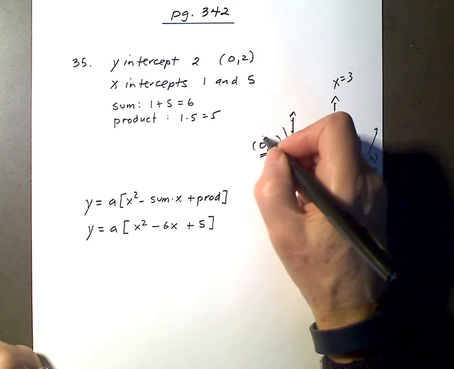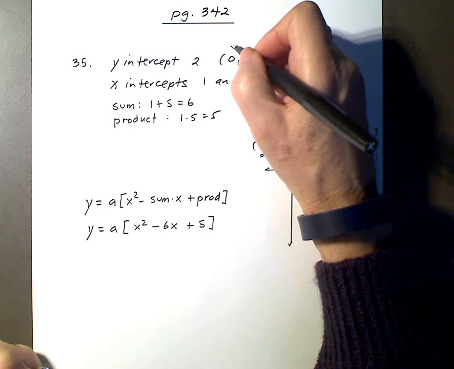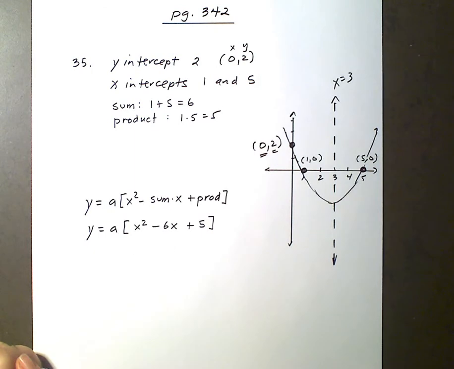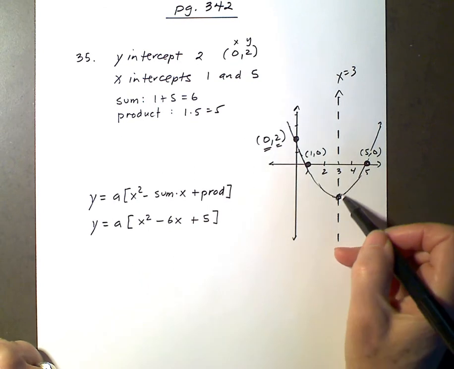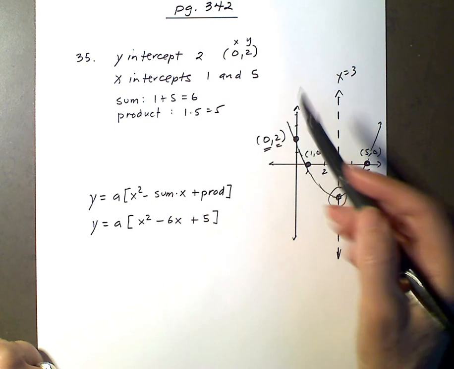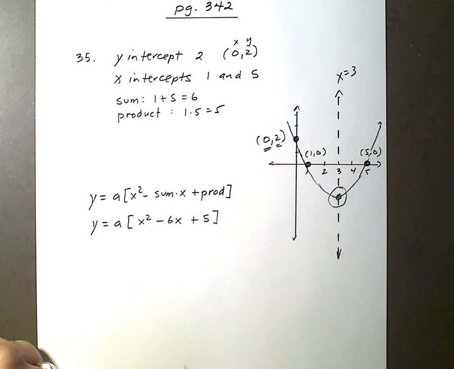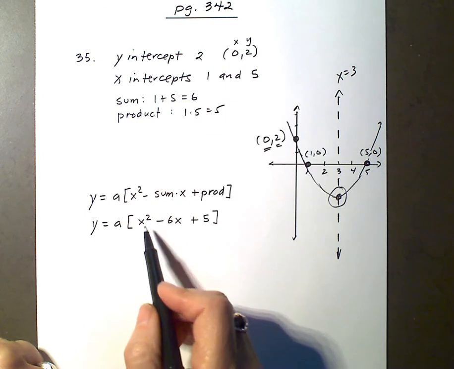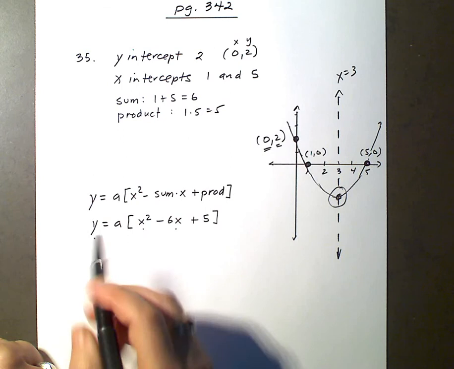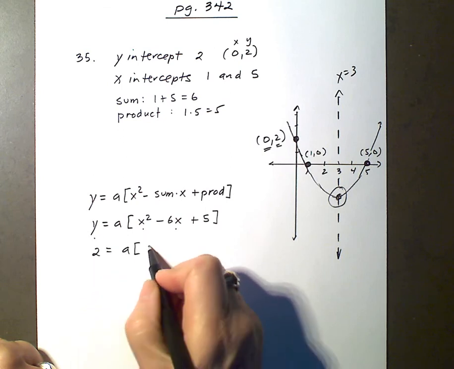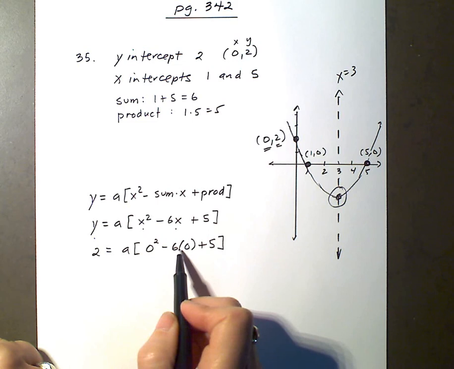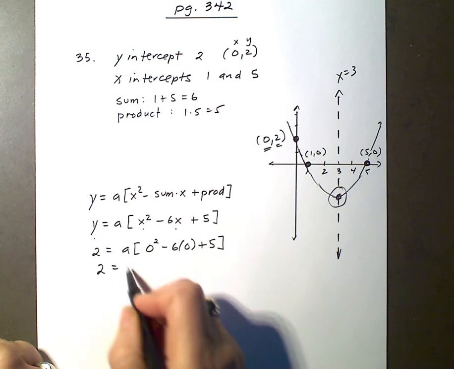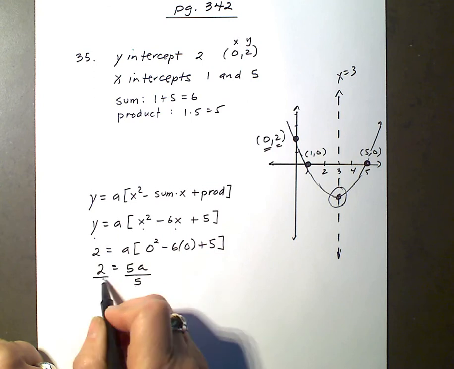So I'm going to use this point right here for x and y and plug that in and find the value of a, because I need to get the exact parabola that has this point on it and these x-intercepts, these roots. So let's plug in the 0 for x here and here, and the 2 for y here. So 2 is equal to a times 0 squared minus 6 times 0 plus 5. So this whole thing, 0, 0, is a 5. So 2 is equal to 5 times a. So a is equal to 2/5.